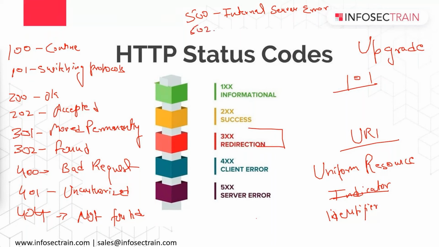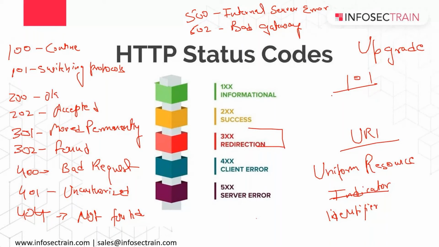502, bad gateway, right? Bad gateway means that while working as a gateway, the server, to get a response, or there is an invalid response you are getting from the gateway, that's why it gave you this error. Your gateway is not available, right?